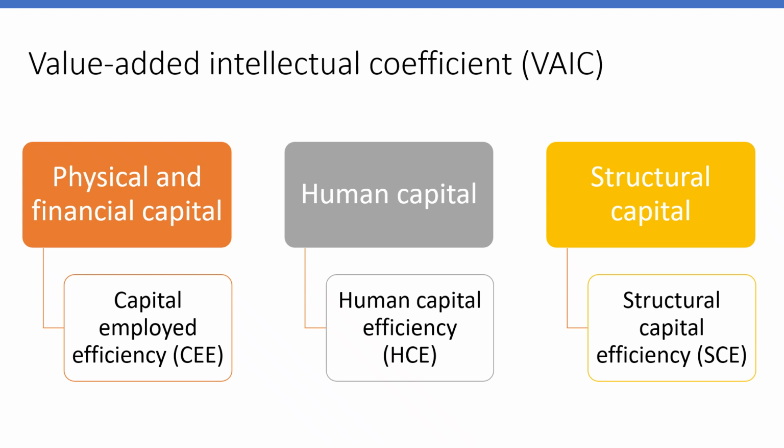returns than other firms. The next segment involves human capital and at what level human capital efficiency, or HCE, is present. HCE shows how much value added is generated by the release of funds for labor. The final element to be determined is structural capital and the structural capital efficiency, or SCE, of the underlying business. VAIC posited that the intellectual capital elements of capital employed efficiency, human capital efficiency, and structural capital efficiency are significantly correlated to return on assets, or ROA.